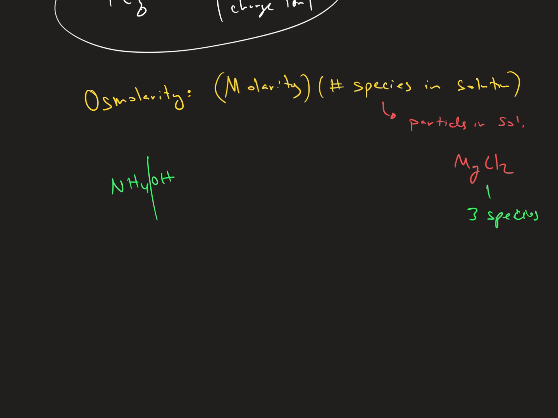How many species are in sugar? Trick question. 1. This is a covalent compound. Do covalent compounds dissociate? No. Only ionic compounds dissociate. So if we're dealing with a covalent compound, it's always going to be 1 species. Then it's the same as the molarity, because it's a covalent compound.